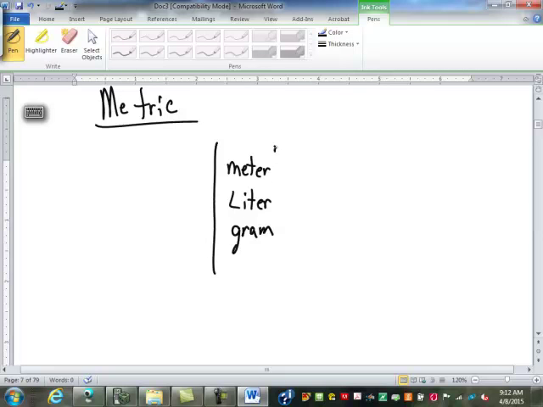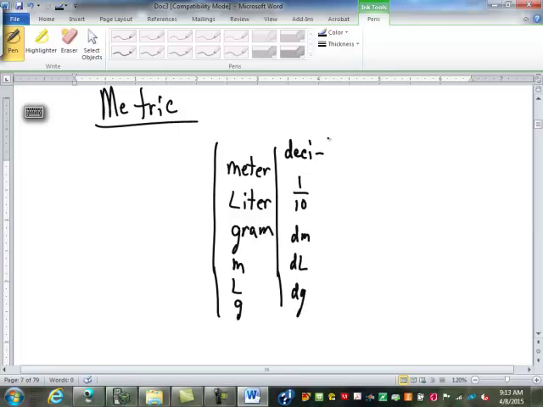But now what if we wanted to measure something larger than a meter or liter or a gram or smaller than one of those units? We use prefixes. We start out with the prefix deci. Deci is the word for 1/10. So a meter, of course, is abbreviated M, a gram is abbreviated G, a liter is abbreviated L. So a decimeter is DM, deciliter DL, decigram DG, is 1/10 of a meter or liter or gram.